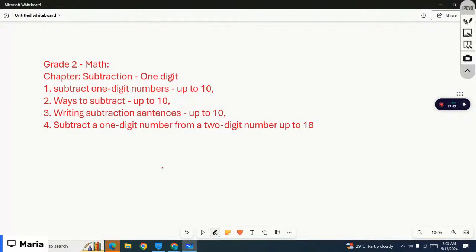You can find all the lessons on aplusstudents.com. You have to log in there using your email address and password as provided by the administrator. Then you have to select math from the subject tab. Scroll down to grade 2 math and then click on view all lessons. There you can find a list of the chapters. We're going to start with the chapter subtraction one digit.